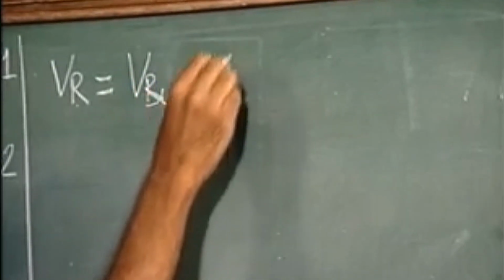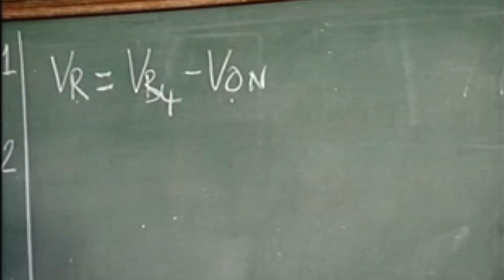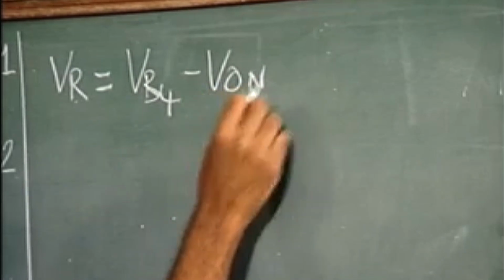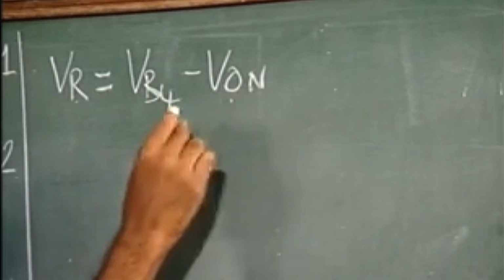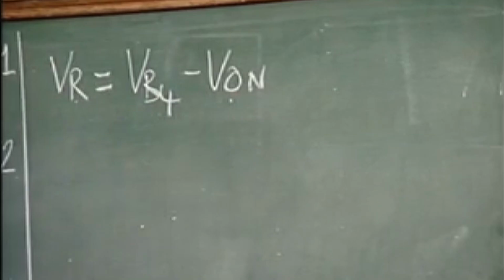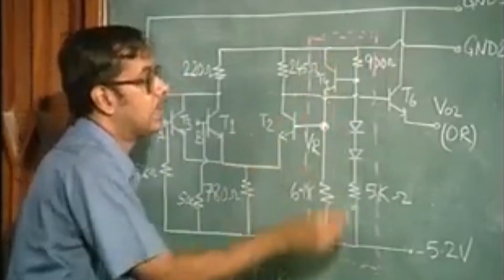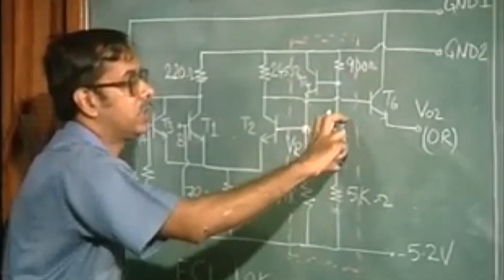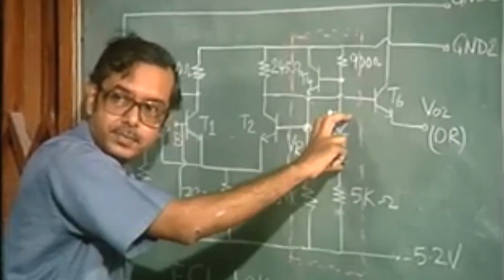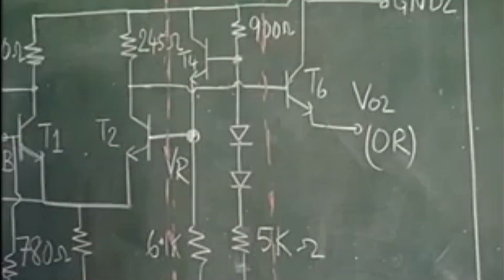So VR is VB4 minus V on. V on is the base emitter drop of a transistor when it is in the on state, and let us say V on is around 0.75 volts in this case. So we have to find out VB4. What is the value of VB4? It is very easy to calculate. The total drop across the power supply is 5.2 volts, out of which 1.5 volt is dropped across the diodes. The remaining voltage is dropped across the two resistances and the constant current flowing through them.